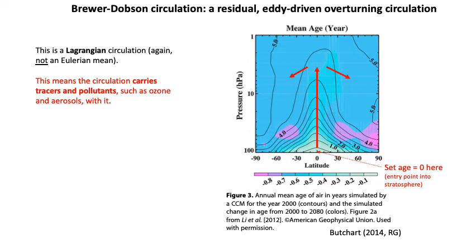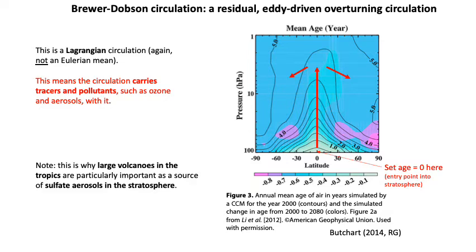So you can get a sense of how air moves by thinking about how old it is, or how long it's been since it entered the stratosphere. And so those red arrows are showing you that motion upwards over the equatorial stratosphere up to very high altitude, and then you have this gradual poleward transport, and this is all associated with this Brewer-Dobson residual overturning circulation.